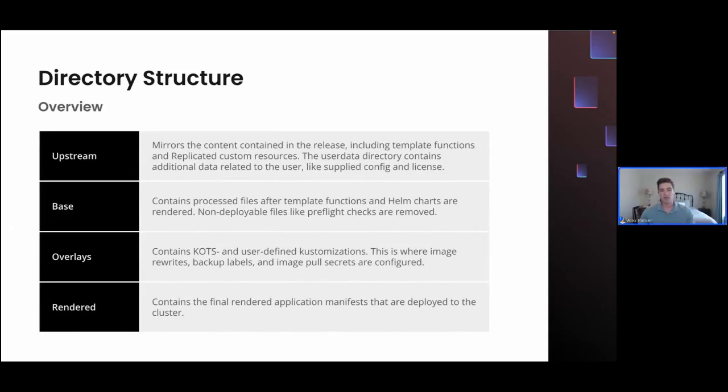Then base is where we process those files, render out all the template functions, and do Helm template to plug all the Helm values in. And we subtract any non-deployable files like the support bundle or the pre-flight checks. Those aren't present at this point because they're not going to get deployed to the cluster. Overlays is where the KOTS and user-defined customizations exist. So for KOTS, those are the image rewrites, the backup labels, the image pull secrets, all of that stuff. And then finally, rendered is the final rendered manifests that are going to get deployed to the cluster.